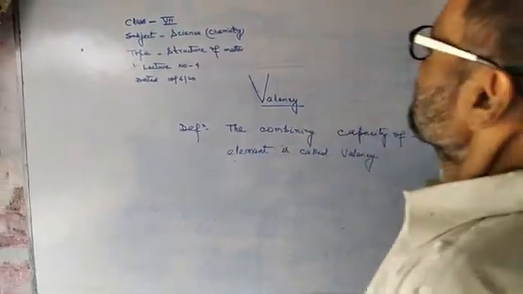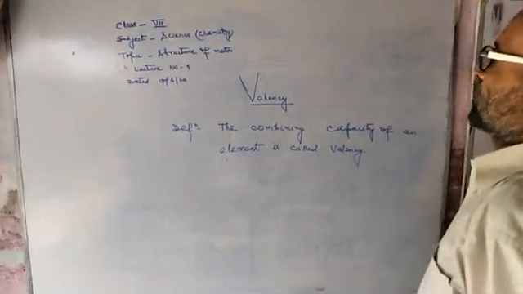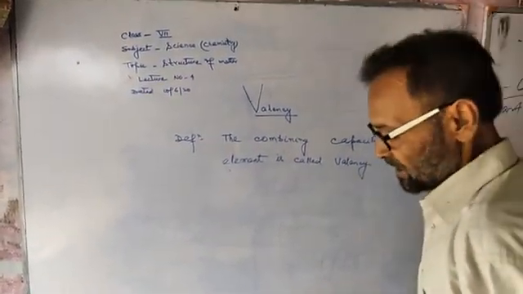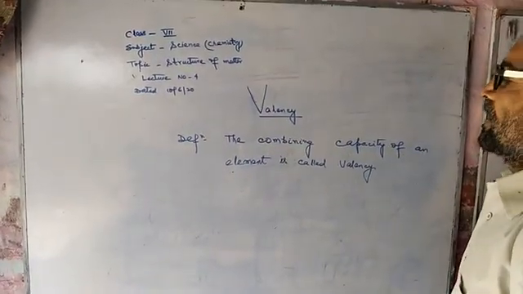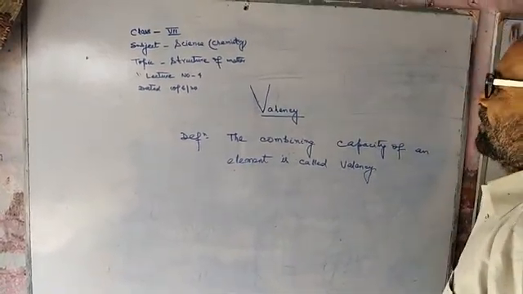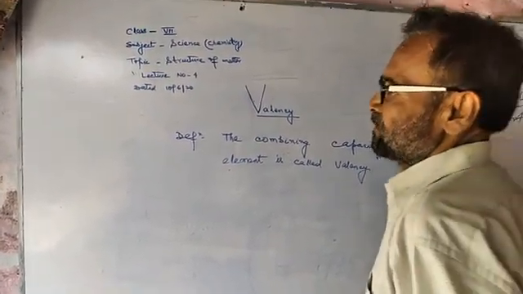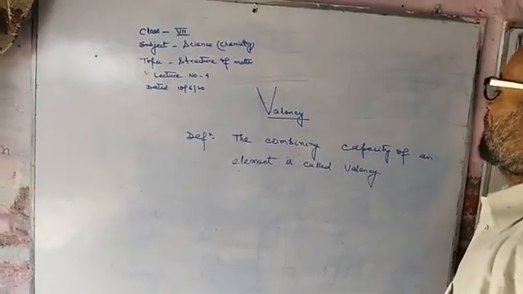We have to remember two things. One is symbol, other is valency. If we know symbol and valency, we can write the formula of maximum compounds.